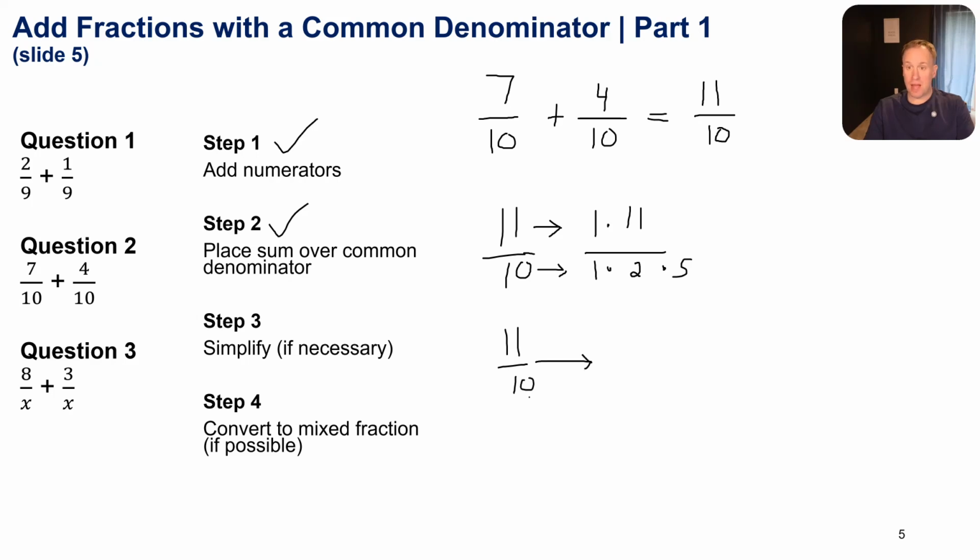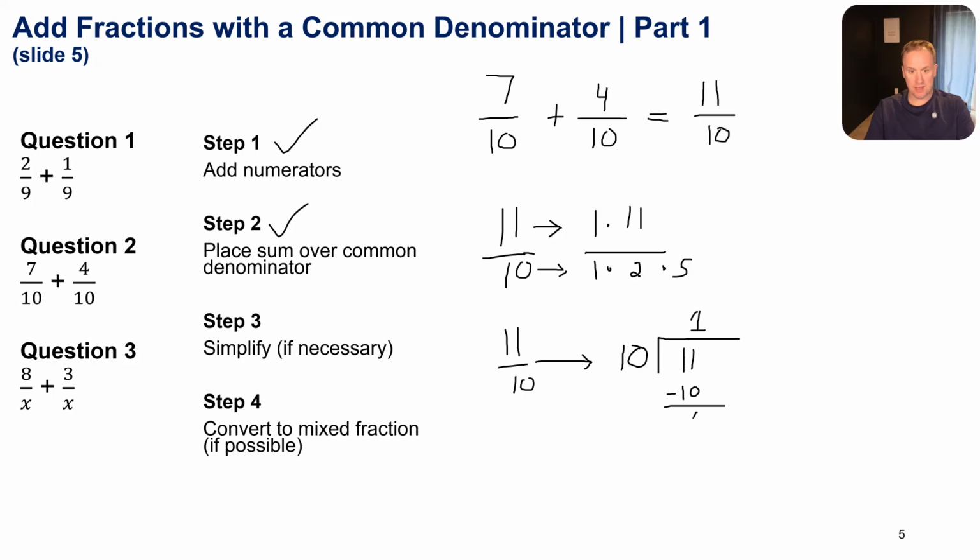Now, the model I do to show mixed fractions is the long division model. So we can take the denominator 10 and divide it into the numerator of 11. So 10 goes into 11 one time. 1 times 10 is 10.